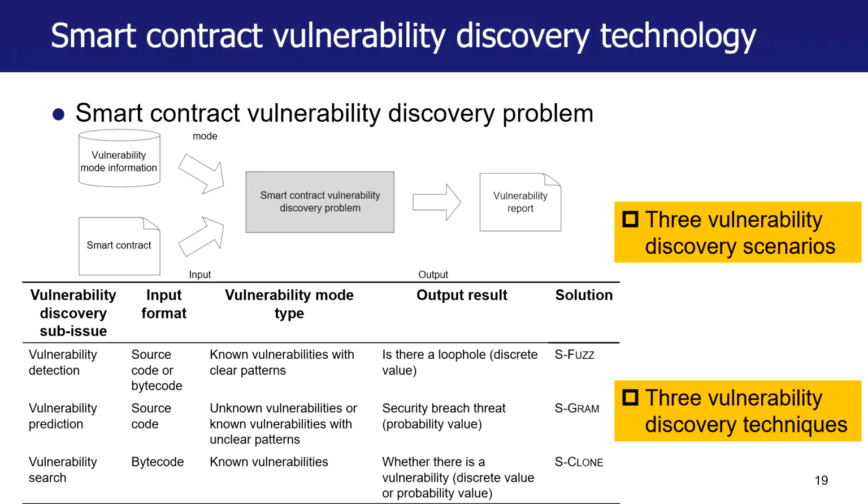So the solution comes from the S-FAST, S-GRAM, and S-clone in total. It means it can take the vulnerability mode information and the smart contract as input, so the smart contract vulnerability discovery tool can generate a vulnerability report.